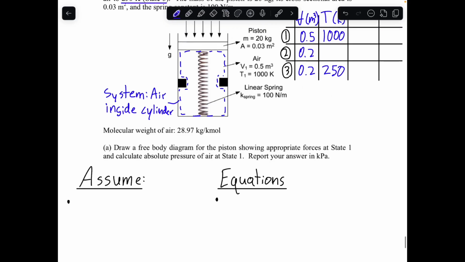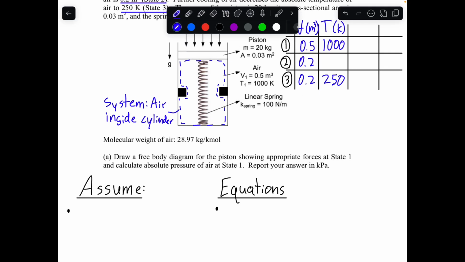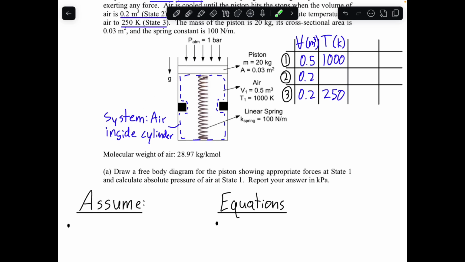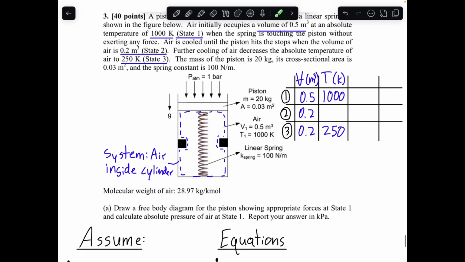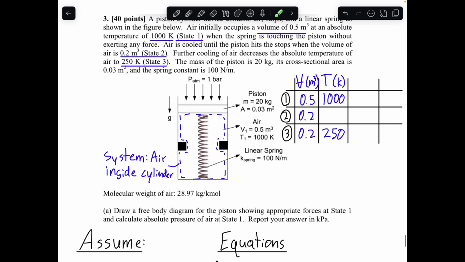So now we'll move on to assumptions. And remember, we had a piston cylinder problem just last problem, so let's try to remember the assumptions that we made there and see if they apply here. So one of the ones we made last time is that we had a quasi-equilibrium process. And that's a pretty good assumption for most piston cylinder problems.